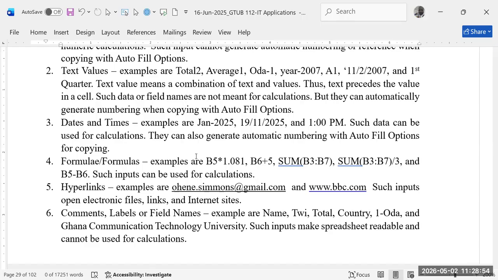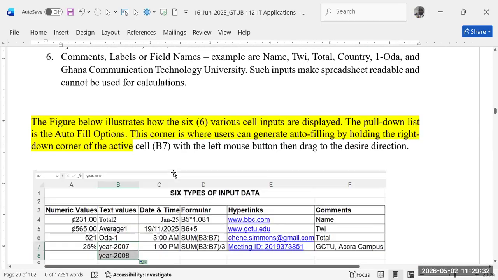So comments provide descriptions of items in a spreadsheet. Do you agree? Yes, sir. Good. Comments provide descriptions of items in a spreadsheet, and they make the work readable. That's how it should be. Provide descriptions of items in a spreadsheet and make the spreadsheet readable. That is it. Then you give examples.